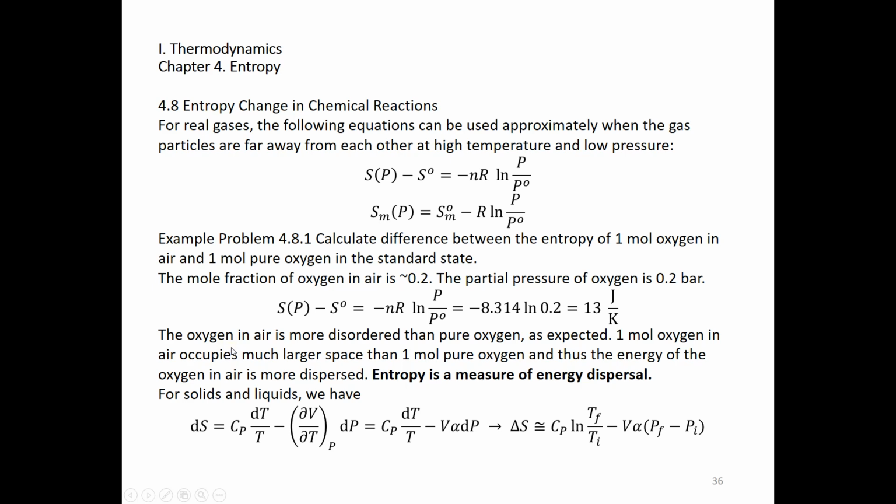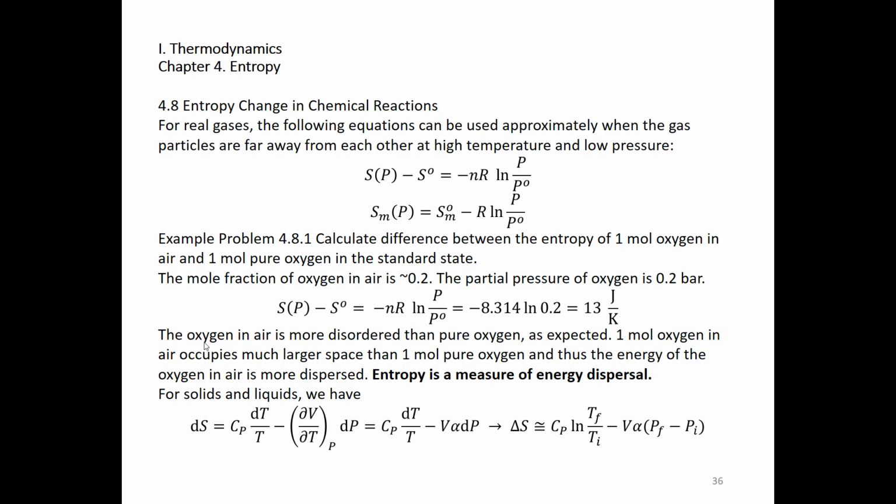We know the oxygen gas in air is more disordered than pure oxygen, and this is just because we have 1 mole oxygen in air versus 1 mole oxygen in standard state. You have different volume. The 1 mole oxygen gas in air occupies a larger volume than 1 mole pure oxygen in the standard state, and therefore the energy of this oxygen in air is more dispersed, and that means we have higher entropy, because entropy is a measure of energy dispersal.